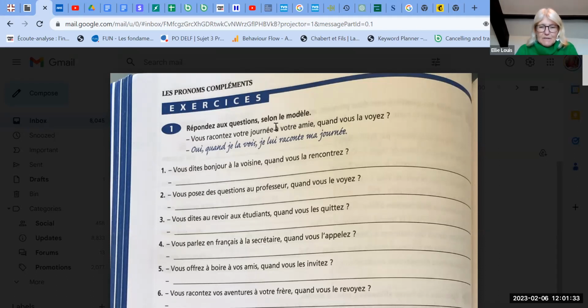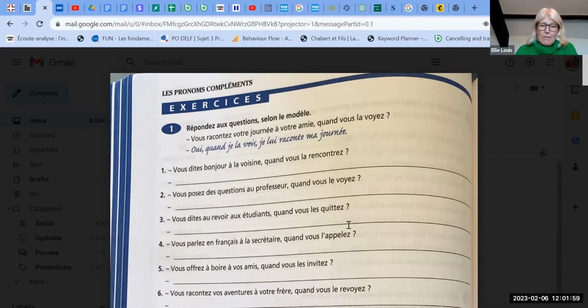Now that little preposition, that little à there, means that the pronoun that we're going to choose to talk about a male or a female, actually, is the same, is lui. But this verb doesn't have an à, voir does not have an à after it. So the pronoun that we're going to use to talk about this friend, because we know it's a female friend with the e there, is la.